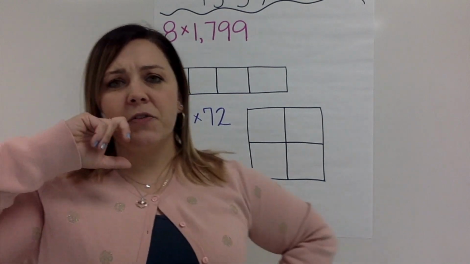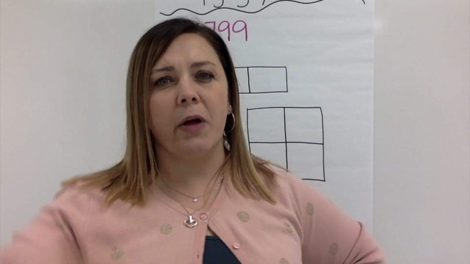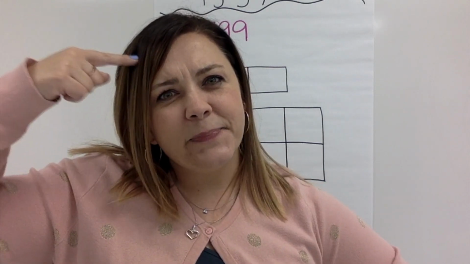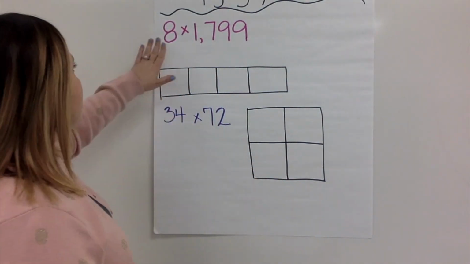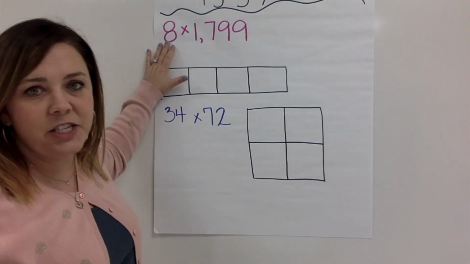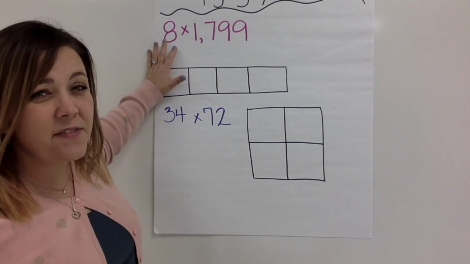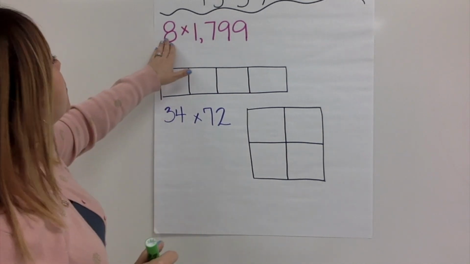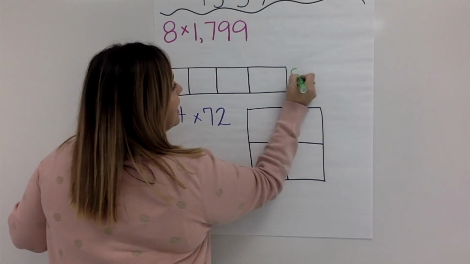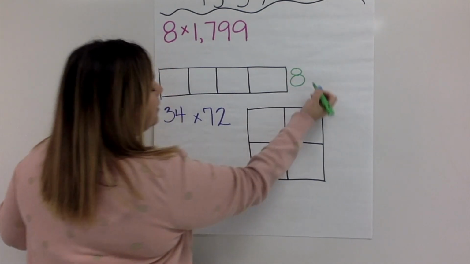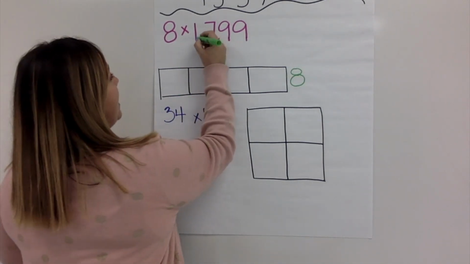All right, I want you to stop and think for a moment. How do we decompose our factors when we're using area models? Think. If you said expanded form, you are correct. So let's do that. Our first factor is a single digit 8. We know that 8 is in the ones place, so it has a value of 8. We're going to write that factor over here on the right side of our area model.